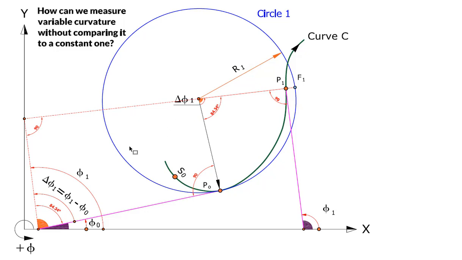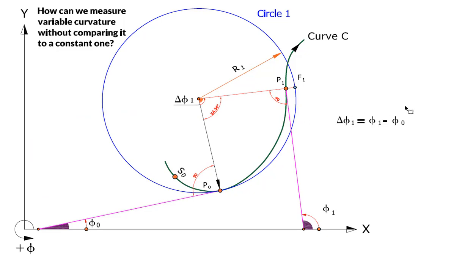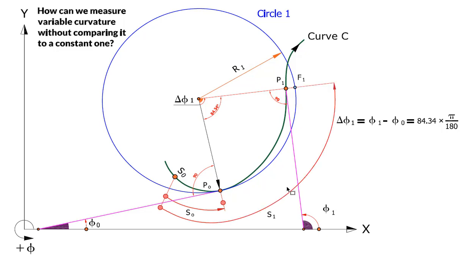Now, since this angle here is perpendicular to this angle, both are equal to each other. This delta phi 1 is equal to this delta phi 1 here, and delta phi 1 is equal to phi 1 minus phi 0. We transfer delta phi 1 into radians by multiplying it by pi over 180, and now we need to find the length of this arc, or the approximate length of this arc. If we measure the arc from point S0 to S1, the length of the arc is delta S1, and this is equal to 118.